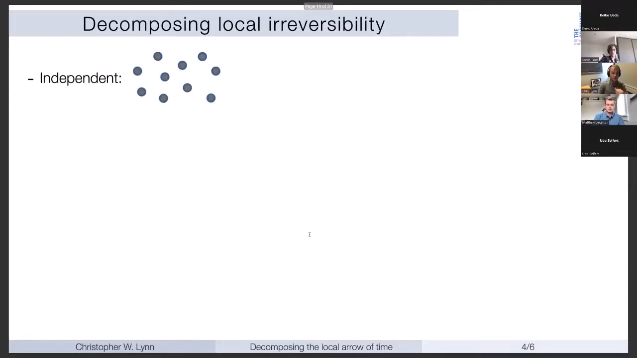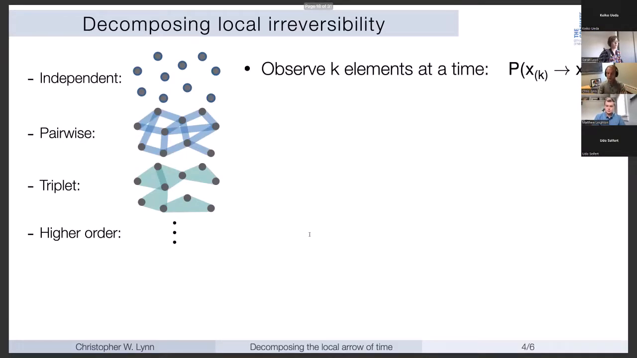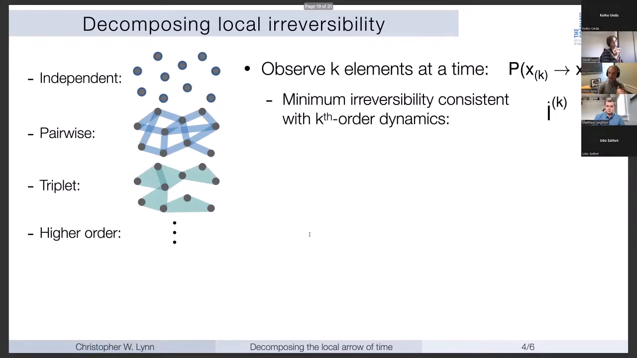Okay, so really what we're interested in understanding is where irreversibility comes from in these collective systems. So does it come from the individual dynamics of individual elements? Does it come from pairwise dynamics, triplet dynamics, or some complicated higher order dynamics in the system? Now, to answer this question, what we can do is we can imagine observing just k elements at a time. So imagine we have n elements in our system, and then we observe all the groups of size k in the system. Now, what we could ask is can we come up with a hypothetical system that is consistent with the kth order dynamics in the system that we observe in the data, but otherwise has minimum entropy production or minimum irreversibility?